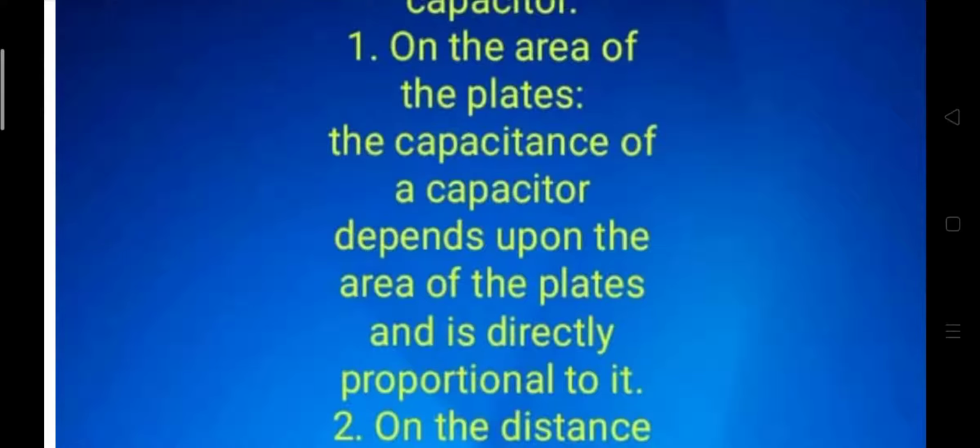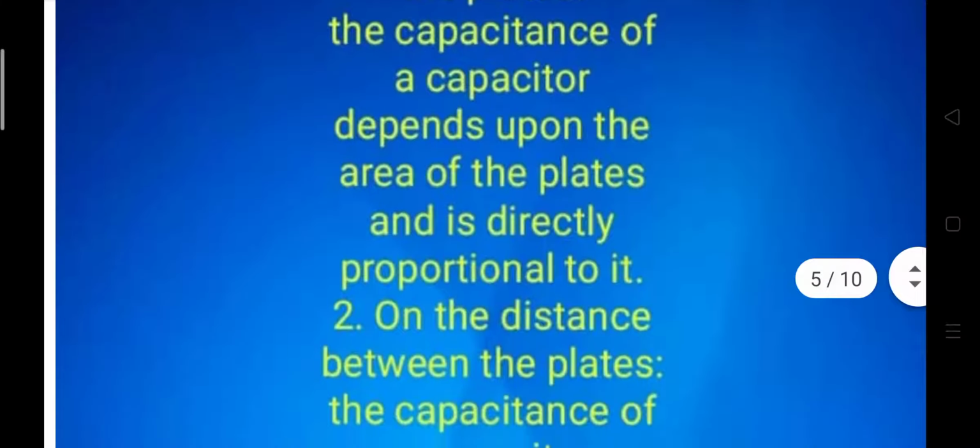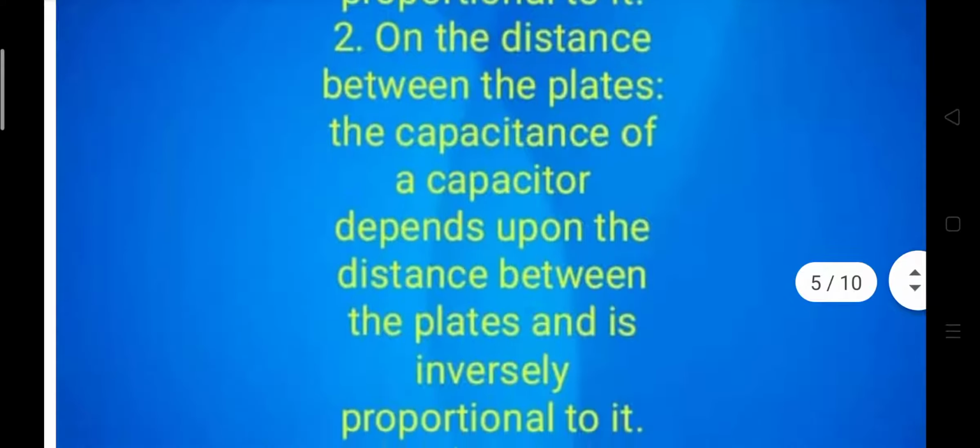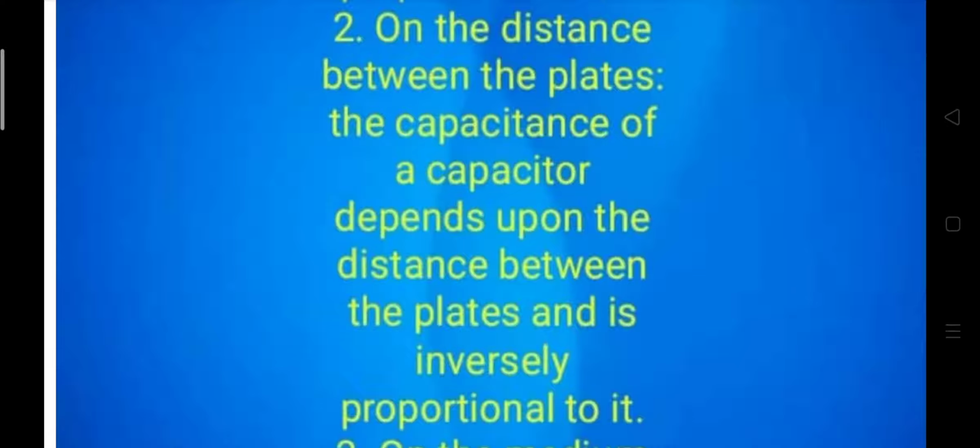The second factor on which the capacitance of the capacitor depends is the distance between the plates. If the plates A and B of a capacitor are kept at a definite distance apart and positive charge is given to A, then the leaves of the electroscope diverge. Now, if the distance between the plates is reduced, the divergence of the leaves decreases. This means that on reducing the distance between the plates, the potential difference between the plates decreases. The capacitance of the capacitor increases.